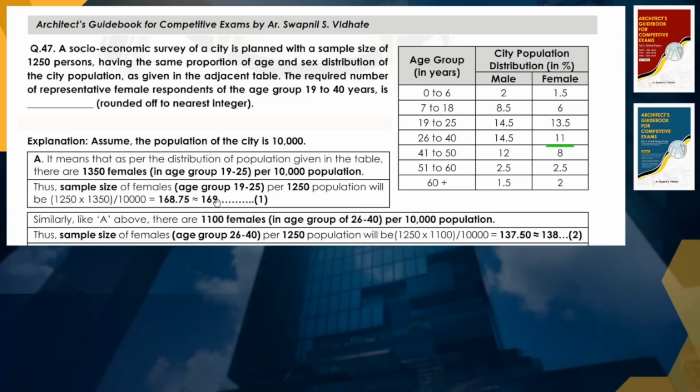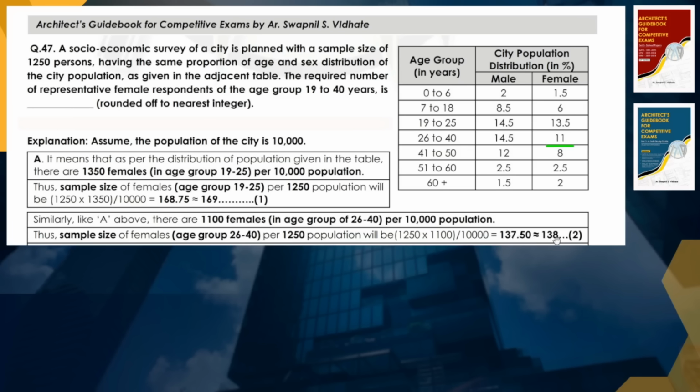Similarly, we will identify the sample size for the female age group of 26 to 40. With a similar assumption, because the population is 10,000, the percentage distribution of female population is 11%. By doing this cross multiplication, we will get the sample size similar to this. I have just jumped into the next step. So for the female population between age group 26 to 40, the sample size will be 137.50. Rounding off, we will get 138.